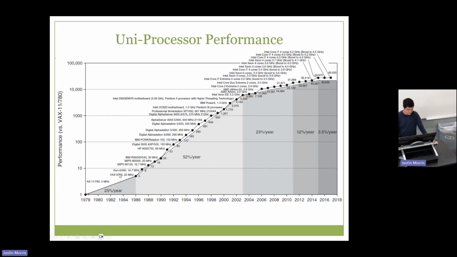All right, so here is processor performance. This is also using a different performance metric, but it's decent enough to compare these processors and plot them over time.